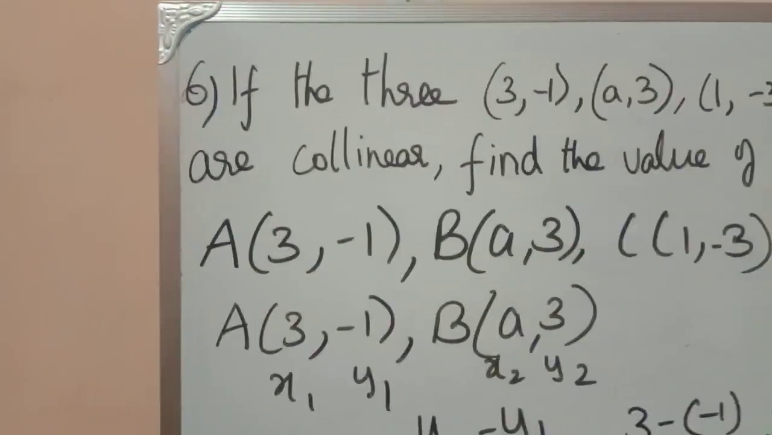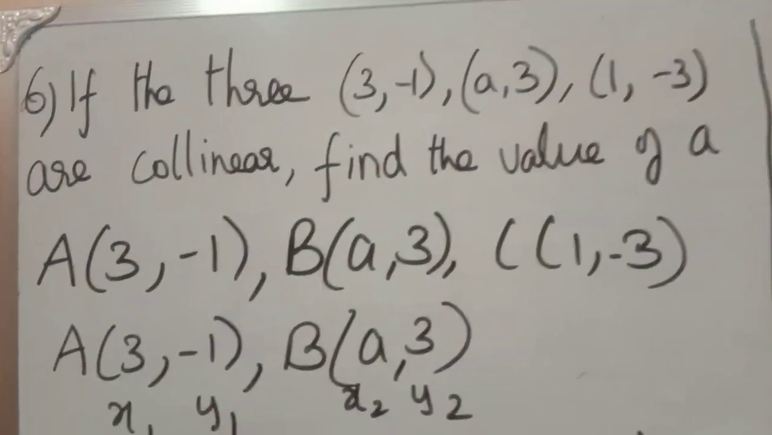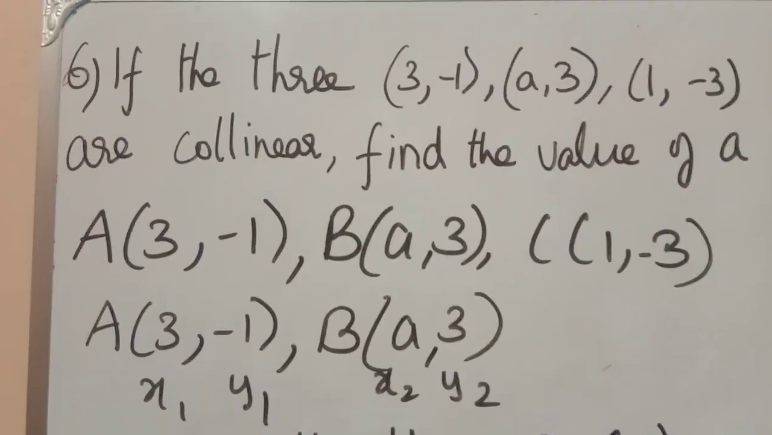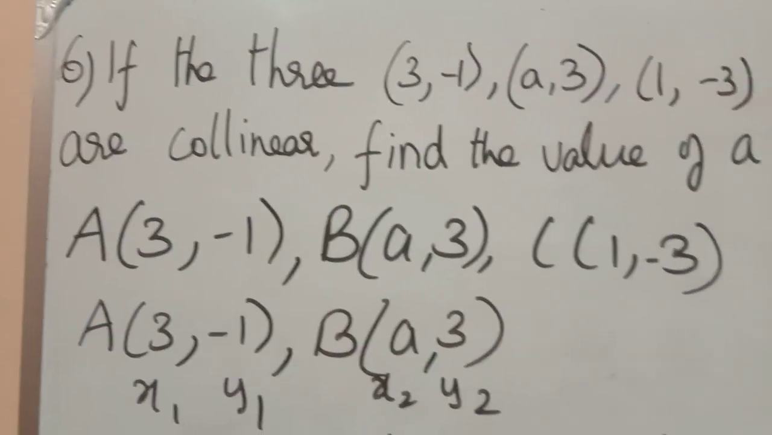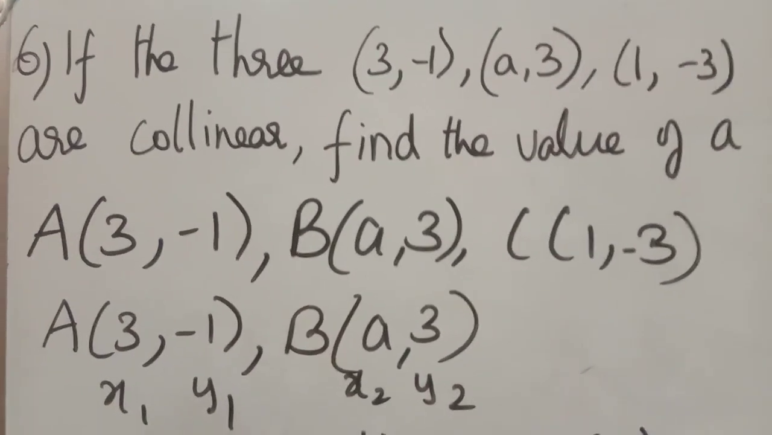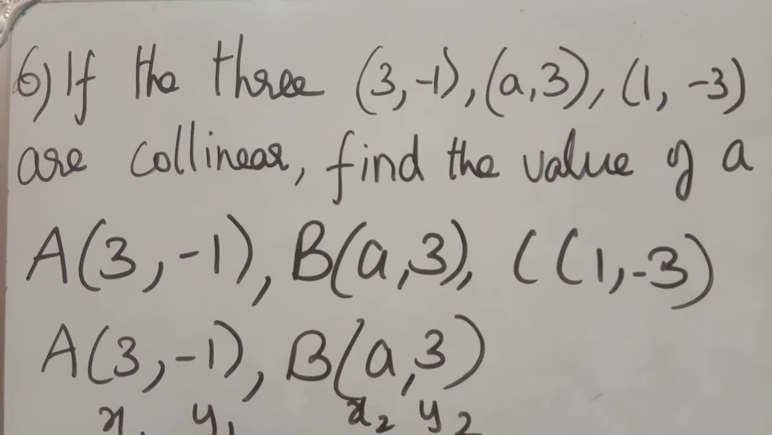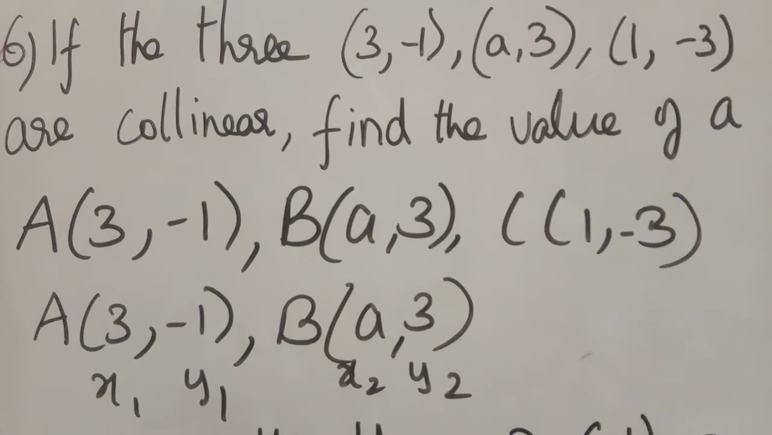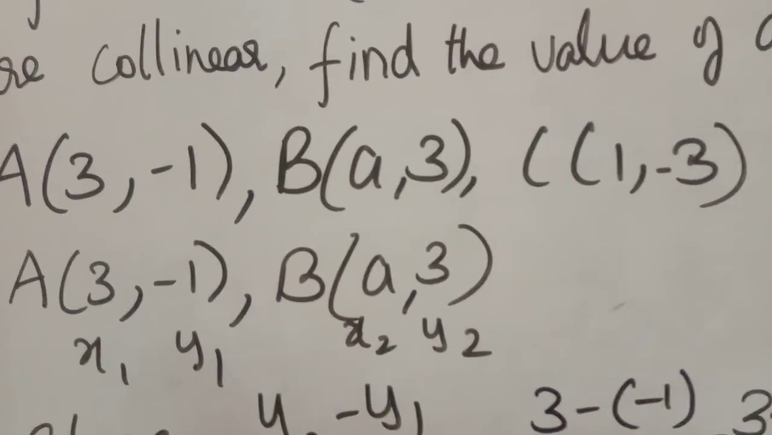Next, question number 6. If the 3 points are collinear, find the value of A. In the previous question they gave 3 points and we had to prove that the 3 points are collinear. But in this question they say the 3 points are collinear, and we have to find the unknown value A, right? There we proved slope of AB equal to slope of BC. Here the condition given is slope of AB equal to slope of BC.